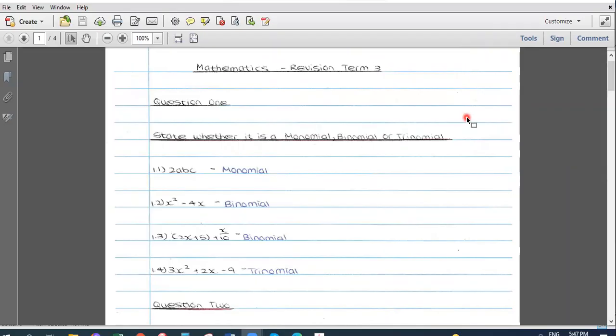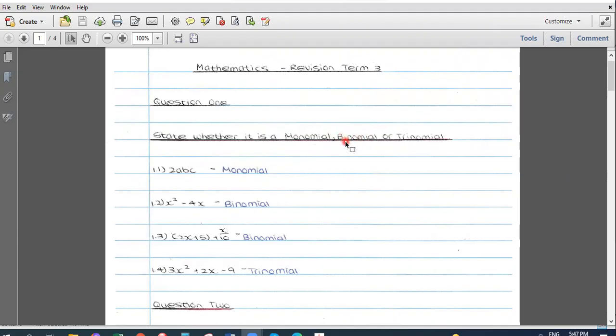Here is a discussion or an explanation for the revision for term 3 of 2021. The first question: state whether each of these algebraic expressions is a monomial, binomial, or trinomial. Monomial is one term, binomial is two.